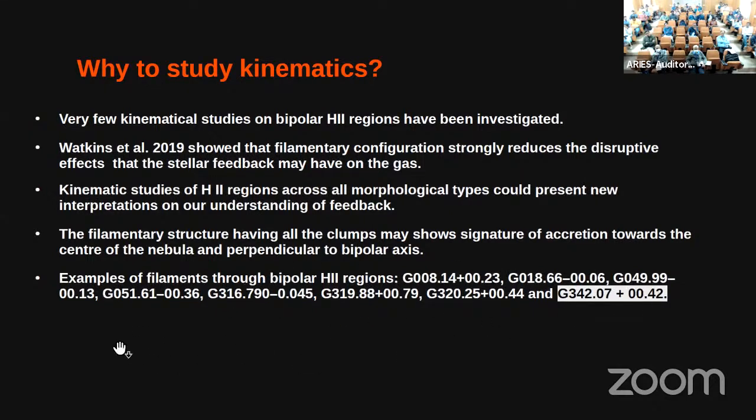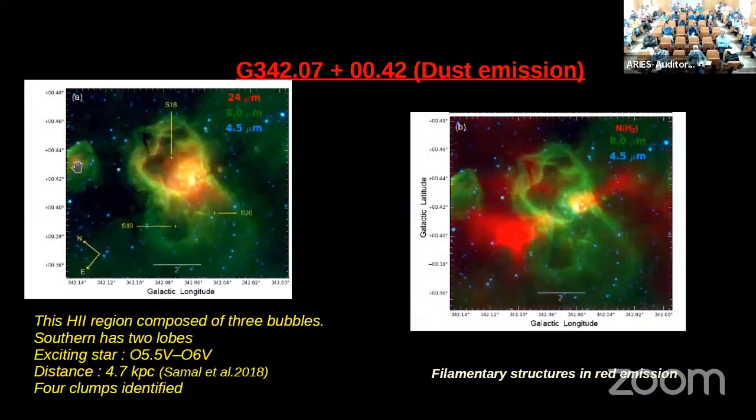So these are some of the best examples showing filamentary structures. I have just started with this particular bipolar H II region, for which I will be showing preliminary results here. You can see this is again the RGB image, and you can see this beautiful bipolar structure. It has three bubbles, S18, S19, and S20. In this image you can see the filamentary structure towards this part, which is giving a hint that there may be a cluster of stars around this center also.